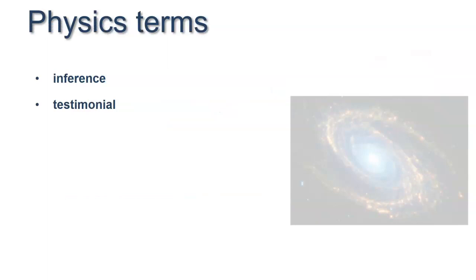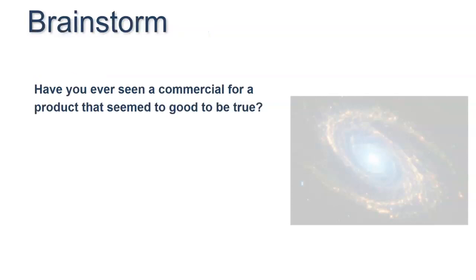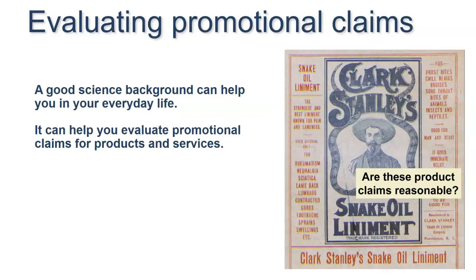We have 2 more physics terms to add to our list here. We have inference and we have testimonial. So, have you ever seen a commercial for a product that seemed too good to be true? I'm sure many of us have. What science can do is it helps our brains be able to process these claims and help us determine if things are factual as they claim. So any good science background can help you in your everyday life.